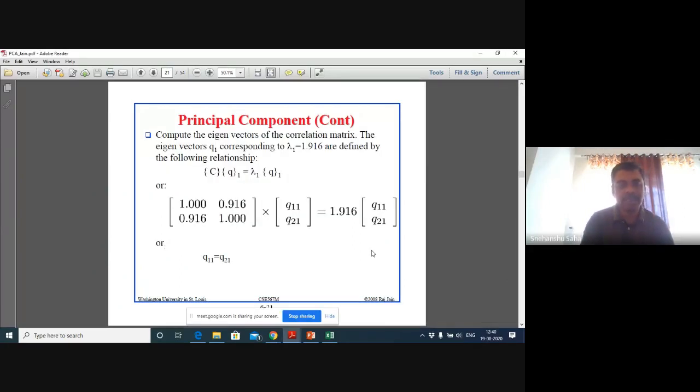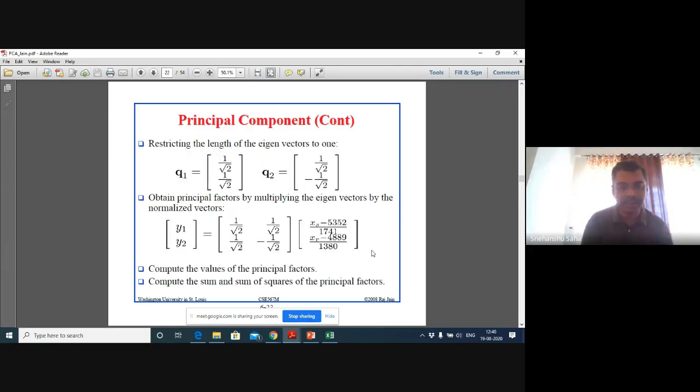So let's move on. I'll skip this because how you compute the principal components is not really important. What the principal components are is the eigenvectors corresponding to the eigenvalues, so you could have two principal components here. Don't worry about these computations, but just look at Q1 and Q2. These are the two eigenvectors corresponding to the eigenvalues that we computed before: lambda 1, which is 1.916, and lambda 2, which is 0.084.